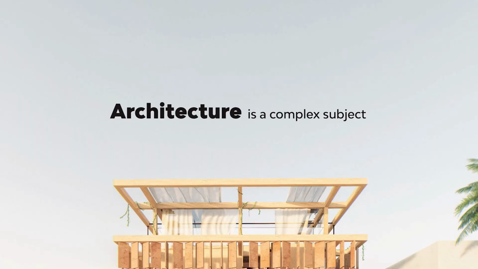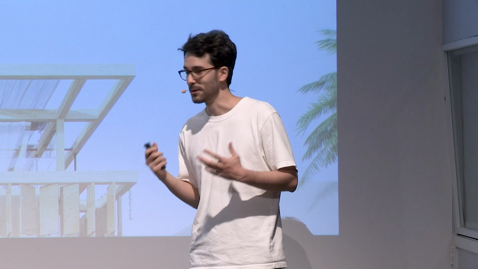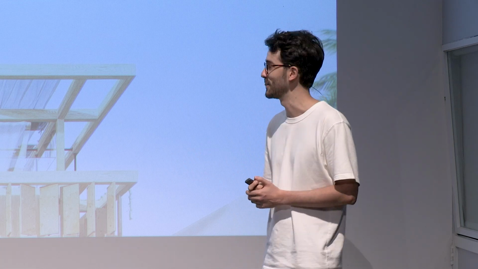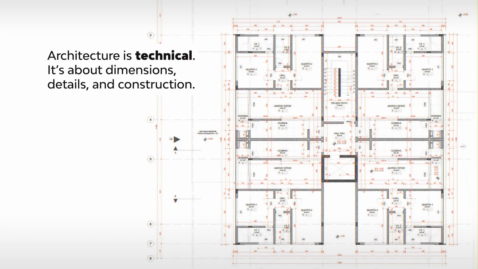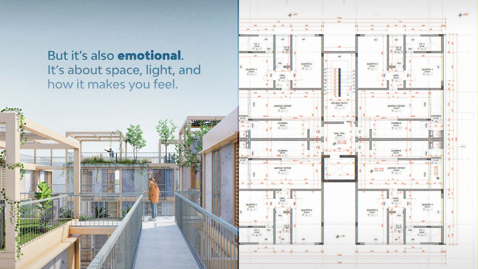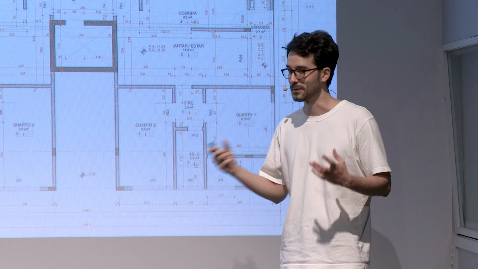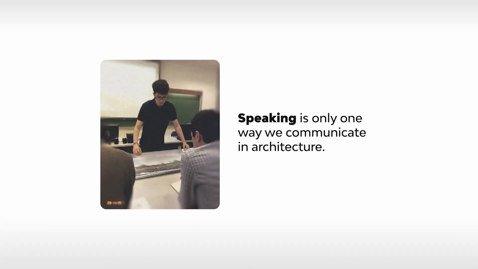So why is communication so important? Because it's a complex subject. It requires a lot of thinking. You guys have an immense amount of work at the university. Architecture is technical. It's about dimensions and construction details. It's very rational, but it's also emotional. It's about space, light, and how it makes you feel. So there's this big contrast in architecture.